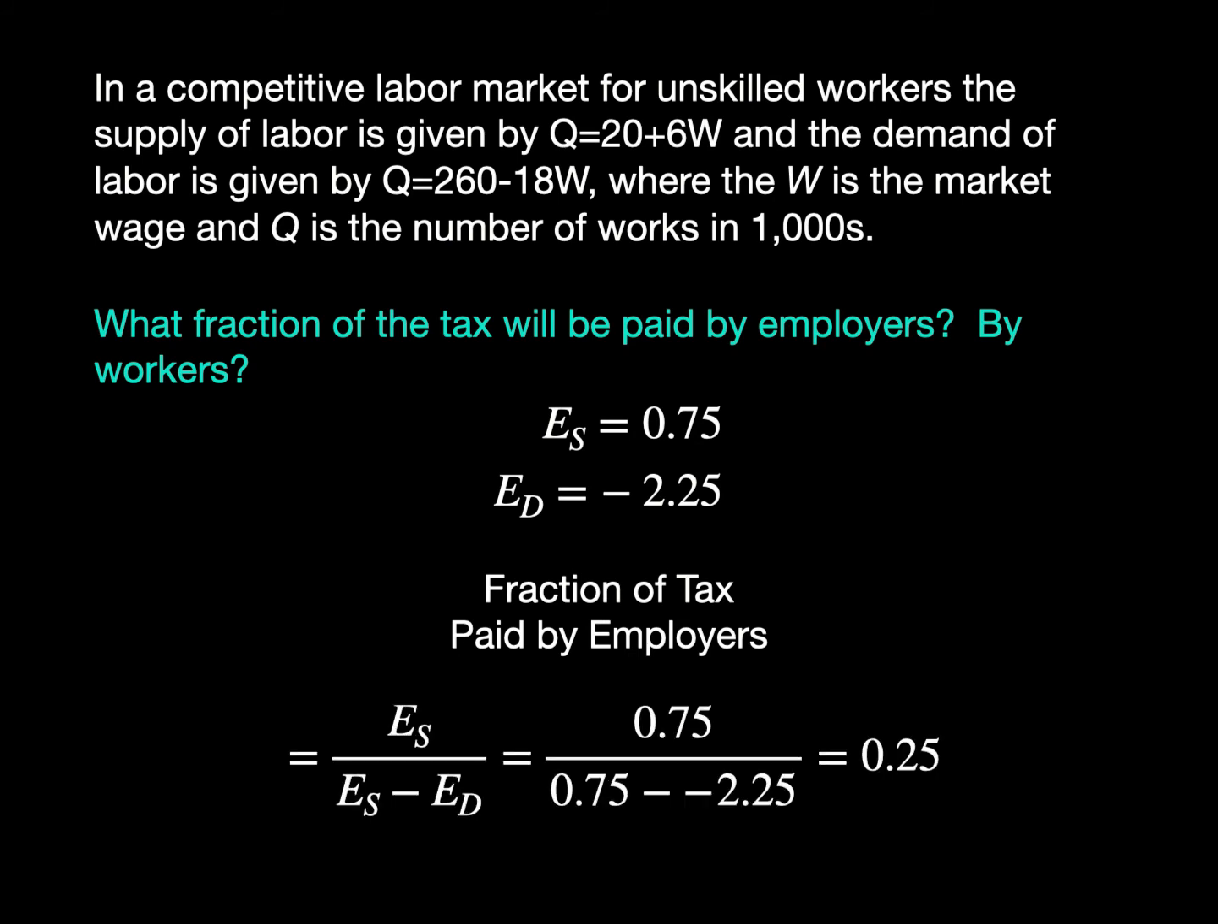Plugging the elasticity of labor supply and the elasticity of labor demand into the pass-through fraction, we get that 25% of the tax will be paid by the employer. This implies that workers will pay 75% of the tax. Notice that this is what we found before when we solved the system of equations. This also is consistent with what we learned in the previous video.